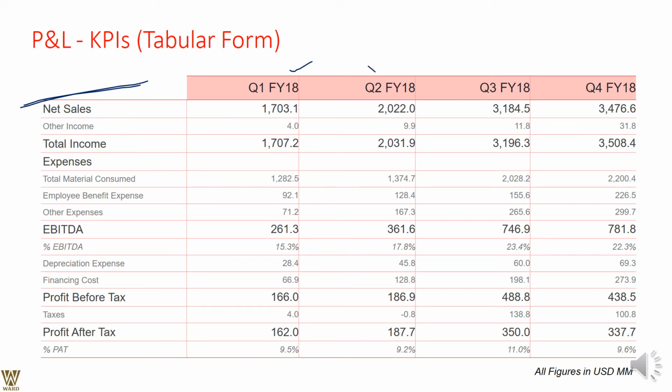See, these are the Q1, Q2 for the year 2019, or anything. So we talk about the net sales, the total income, the expenses, my total material consumed, the employee benefit, the EBITDA, the profit before tax and profit after tax. If you look into it, this is the net profit. This is the percentage after tax, which is 9.5%, 9.2%, 11%, and 9.6%. On average, the PAT works out at around 10%. PAT is profit after tax. So this gives me vibrant key performance indicators about the performance of the business.